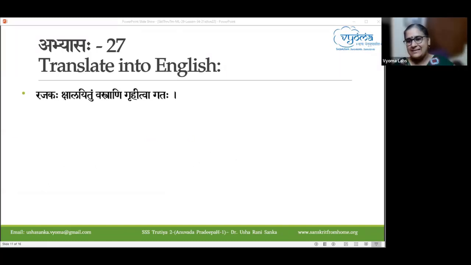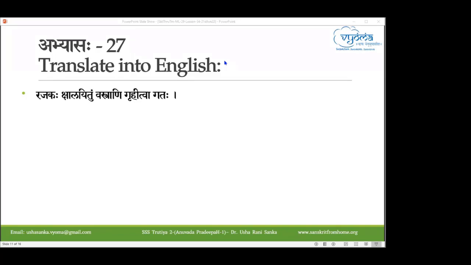Then the next sentence is for Lata Bhagini. Rajakaha kshalayitum vastrani grihitva gataha. Namaste. Rajakaha is the washerman. Kshalayitum is tumun pratyaya, to wash. Vastrani is clothes. Gruhitva will be having taken, can I say? Gruhitva. Okay. Having Gruhitva gataha.